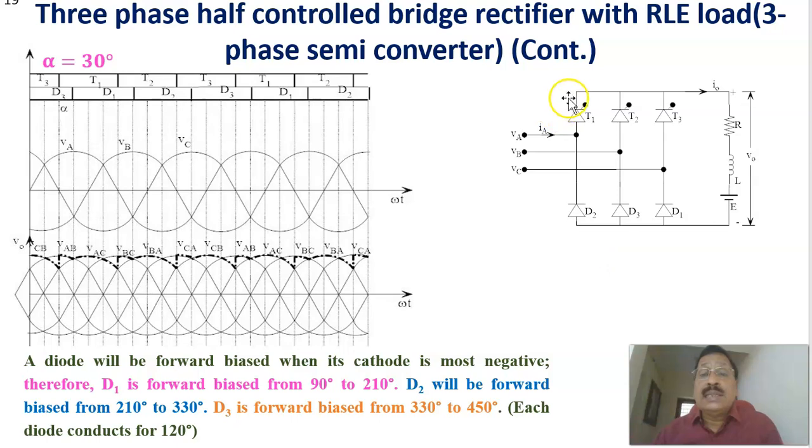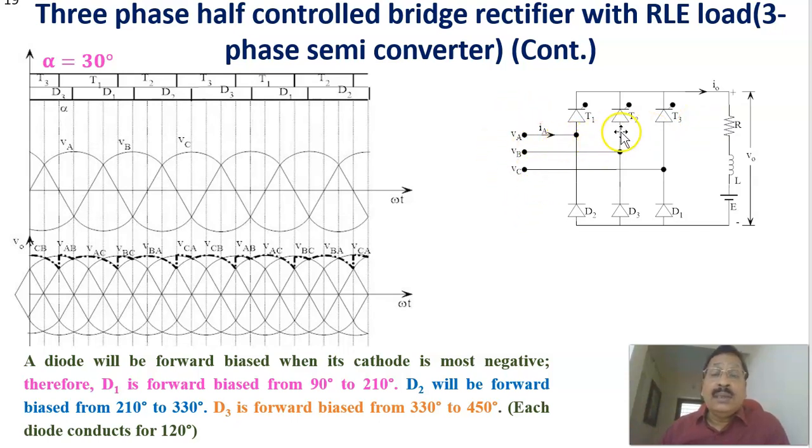Now, this is the circuit topology of a three-phase semi-converter, in which only one half is being controlled. That is why in each leg one device is an SCR, the controlling switch, and the other one is an uncontrolled switch, a diode. The SCRs at the top are numbered T1, T2, T3. Here the diodes are numbered D1, D2, D3, and this is the RLE load here, and the three-phase input supply is given here.